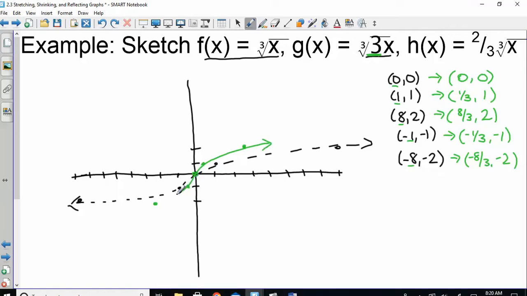So that 3 made it a horizontal shrink. It's like we took our graph and we mashed it in from the sides.